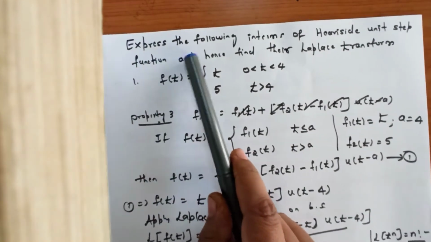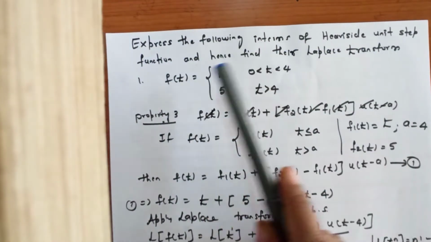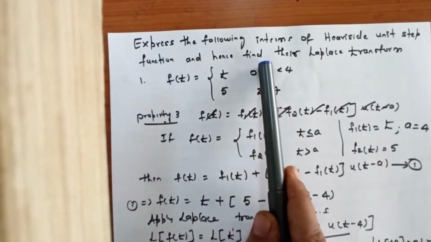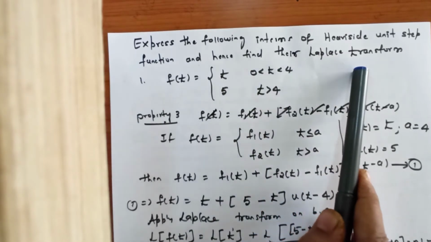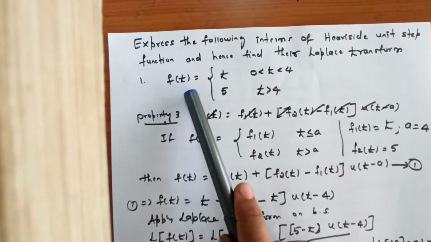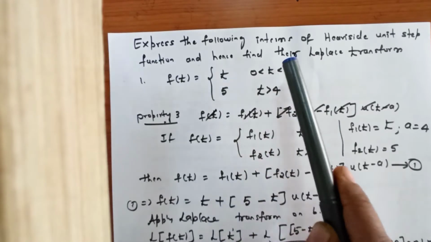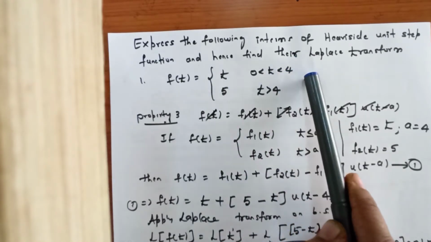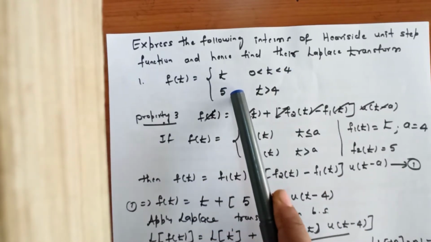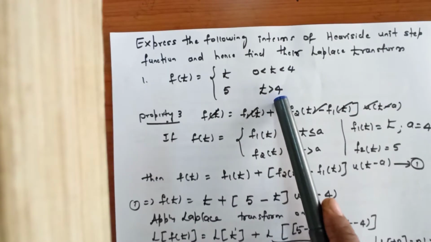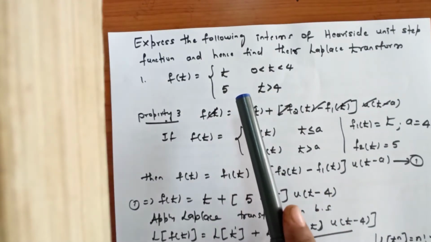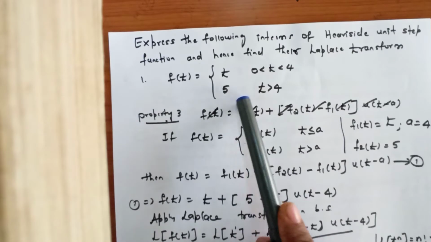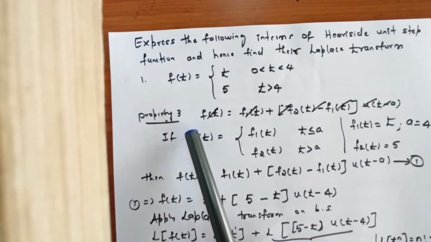Express the following in terms of Heaviside unit step function and hence find their Laplace transform. So our problem is f of t is equal to t if t varies between 0 to 4, and f of t is equal to 5 if t is greater than 4. Here, if you see, this problem is in the form of our third property.